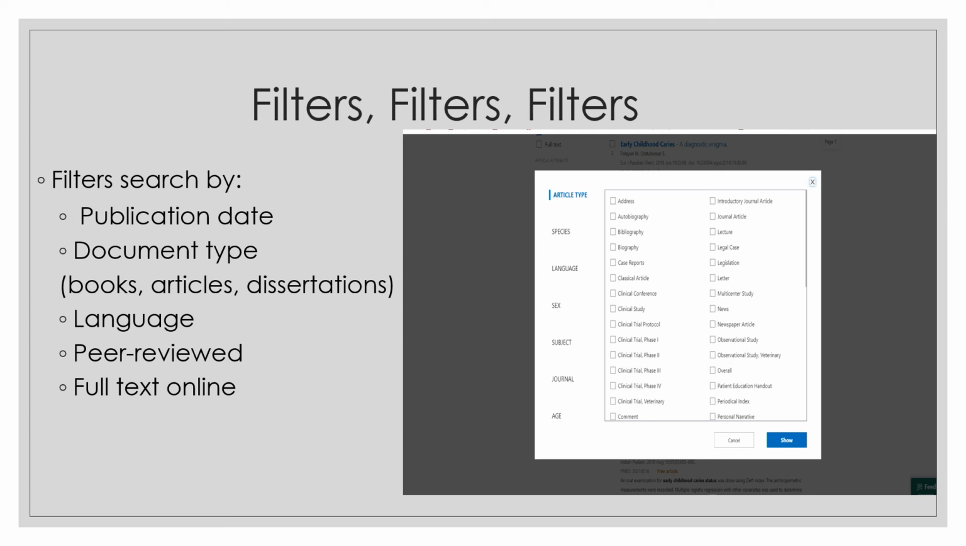Full text online is another thing we can filter so we can make sure we get the full article on there, right? We don't necessarily want books. I don't know about y'all. You're pretty dedicated if you're going to read an entire book in order to write a literature review or in order to look up something. You've got to be pretty interested in a topic to be able to read a whole book.